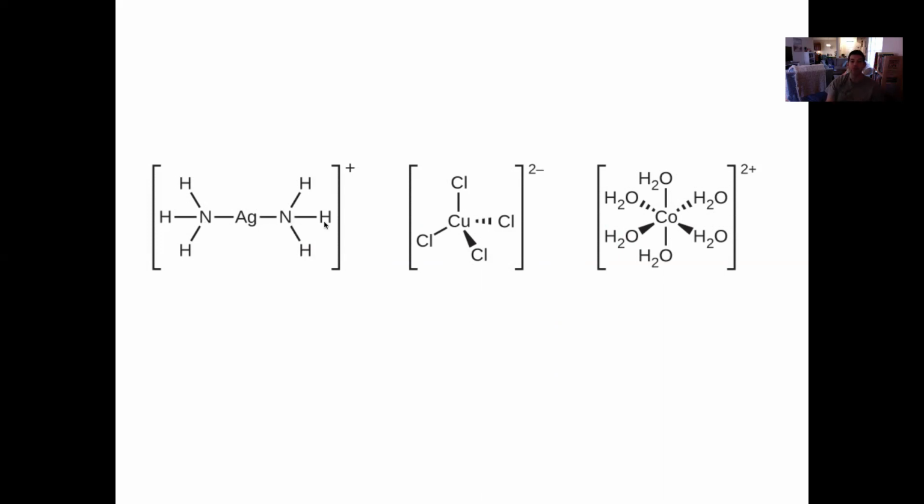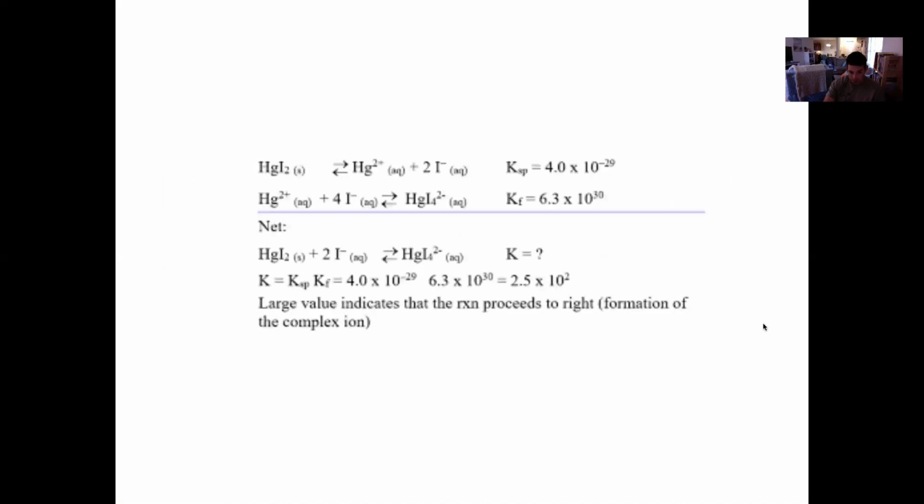The NH3s want to be as far away from each other as possible, but it is the lone pairs on the nitrogen that are attracted to the silver. All right, CuCl4 has a tetrahedral shape, and Co(H2O)6 has that octahedral shape, right? Coordination number of 2, which just means there's 2 of these groups. Coordination number of 4, coordination number of 6. So nothing much to it.